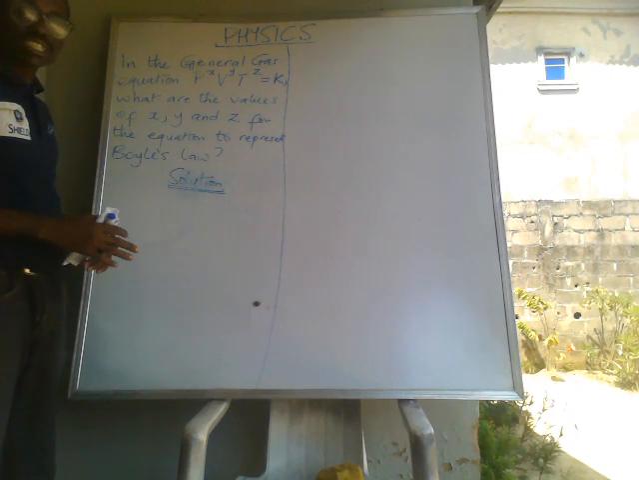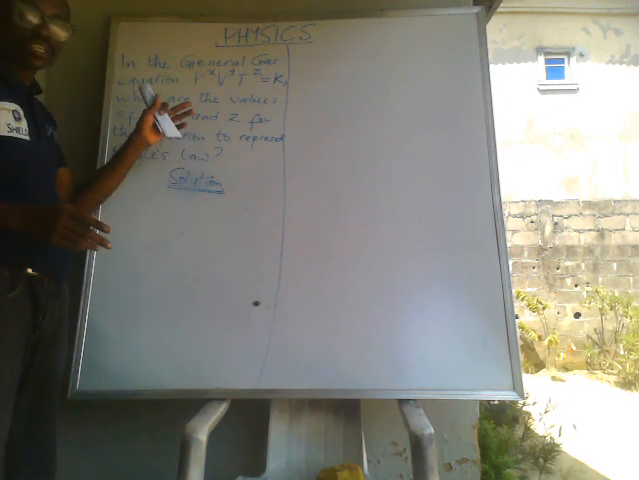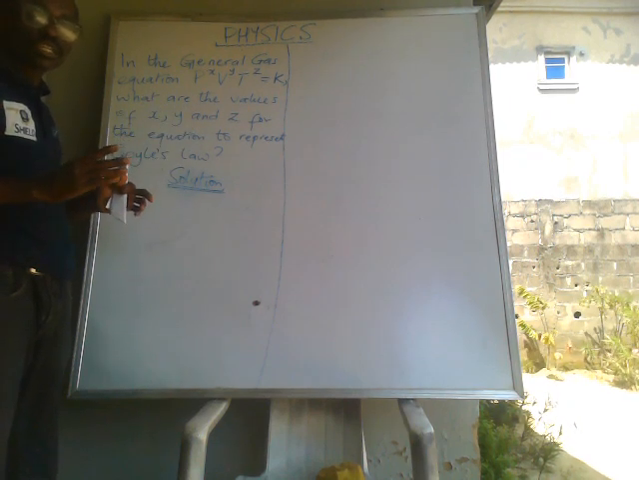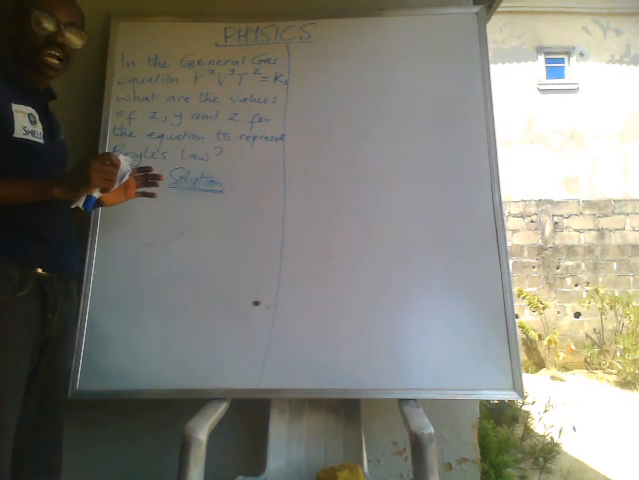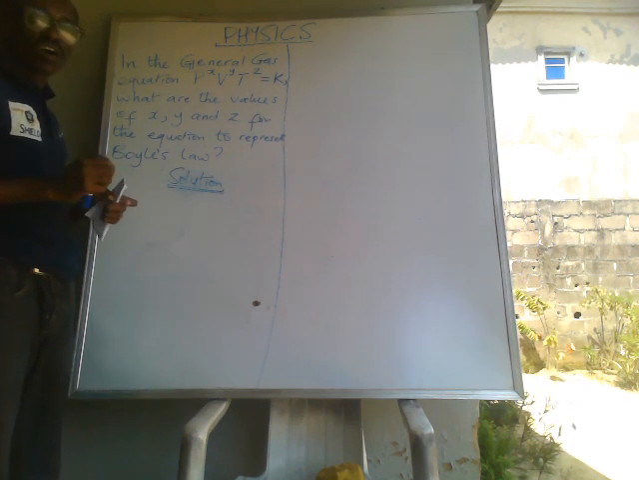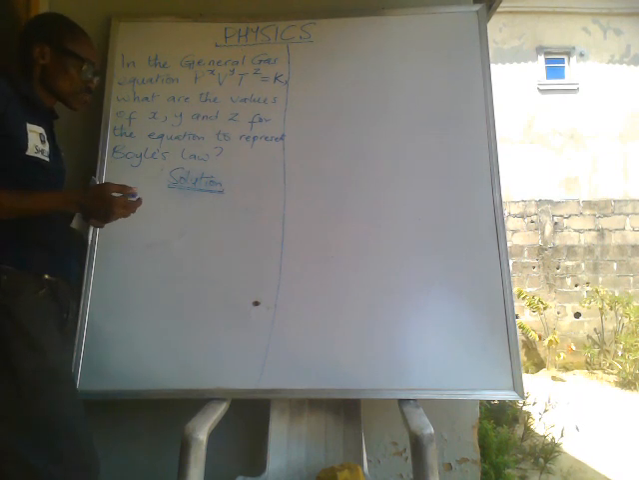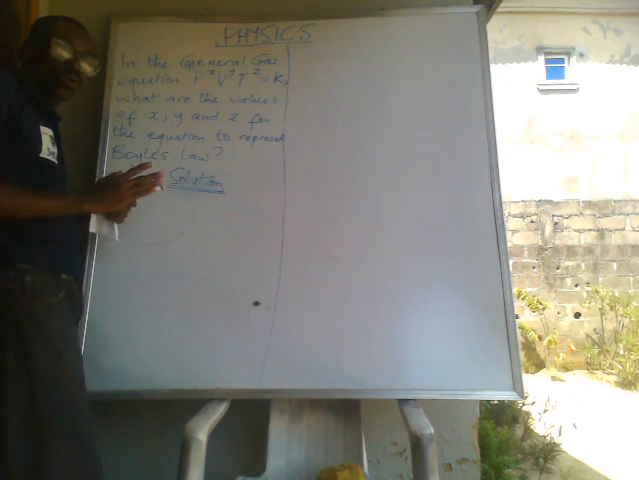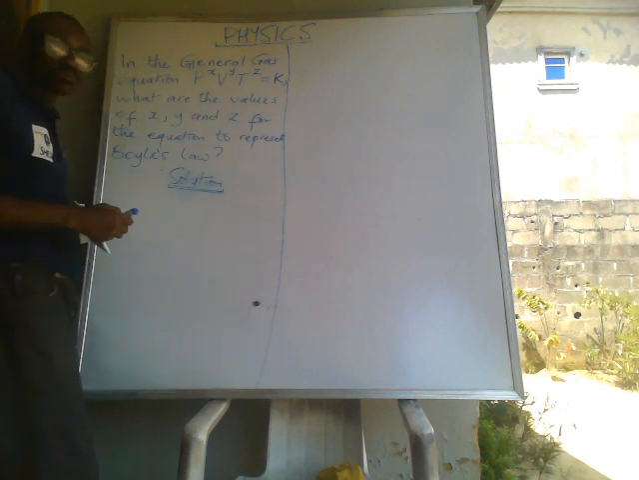So what are the values of X, Y, and Z? What are the values they must take for this equation to actually represent Boyle's law? So this question is actually a dimensional analysis question. I'm going to show you how you are going to tackle such questions. So first and foremost, what is Boyle's law?